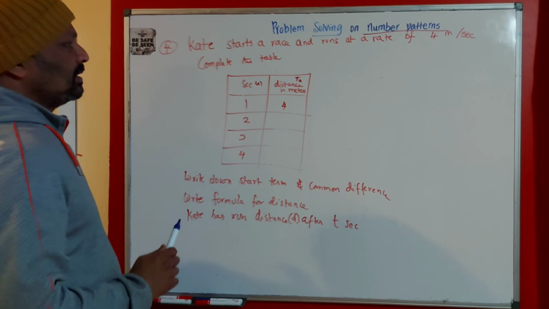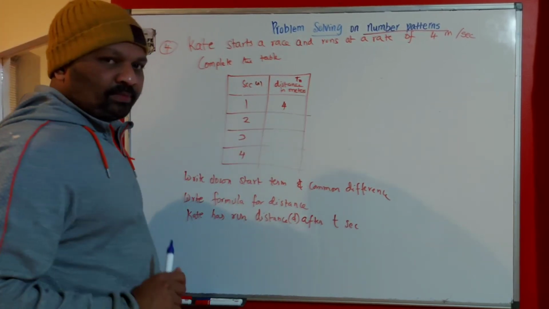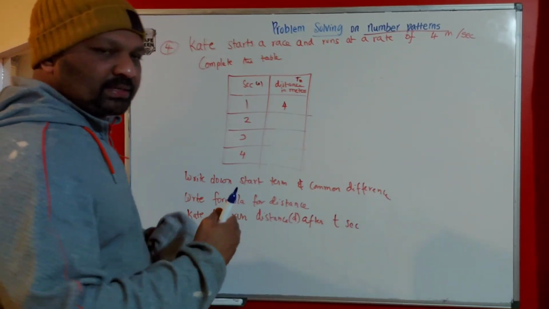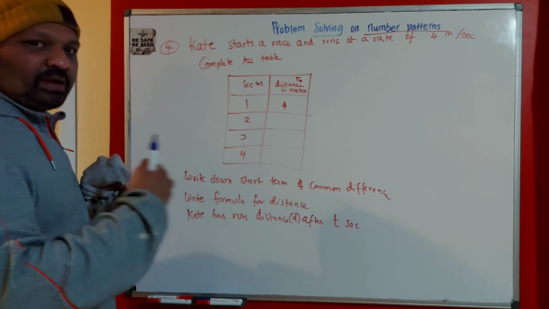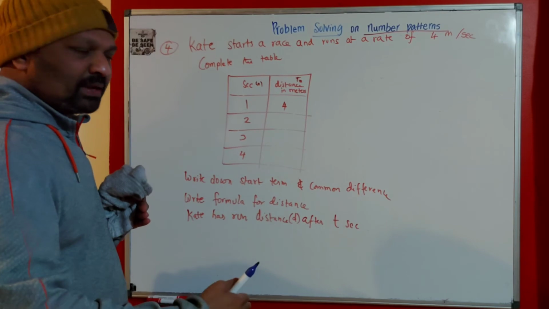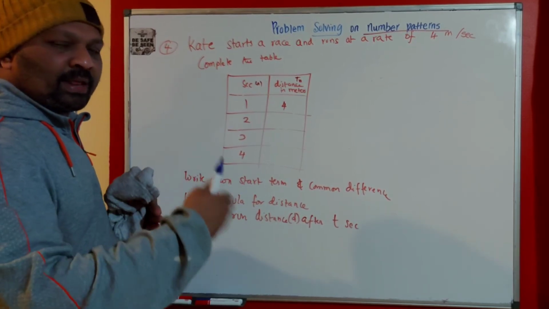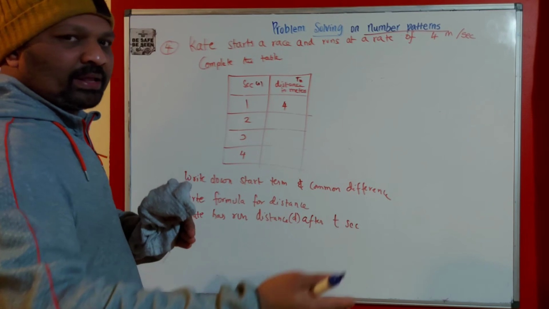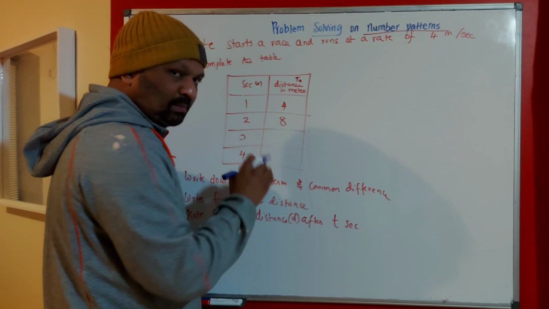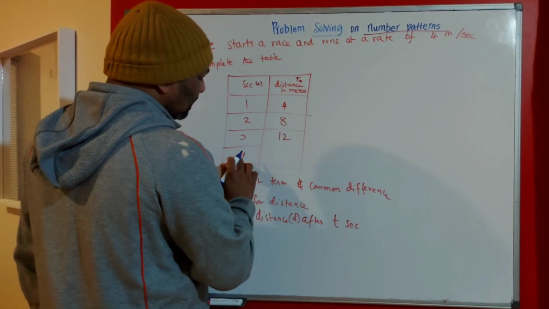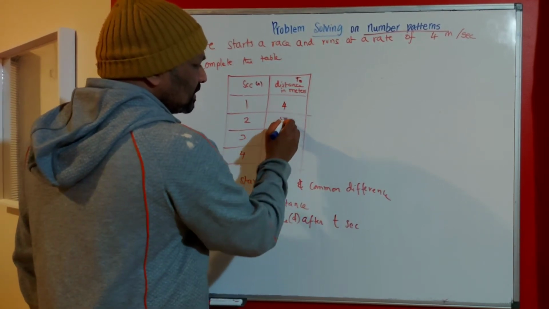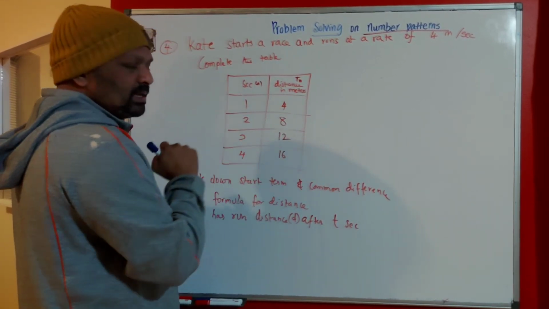Let's complete this table. For the first second, she covered 4 meters because she is running at a rate of 4 meters per second. That means every second she is covering 4 meters of distance. After completion of the first second, she covered 4 meters. Another second, she completed another 4 meters. Thereby, after 2 seconds, she completed 8 meters. After the third second, 12 meters. After 4 seconds, 16 meters. This is in meters: 4, 8, 12 and 16.